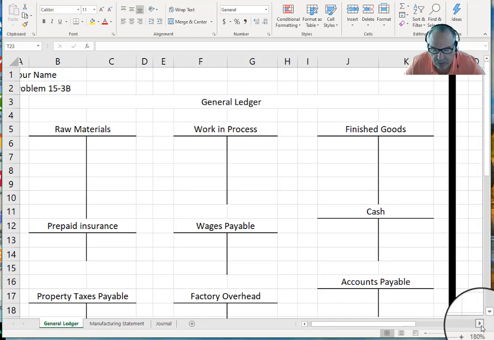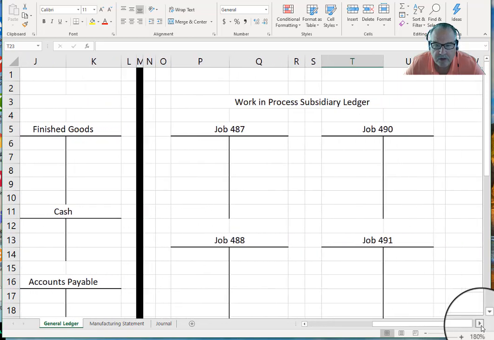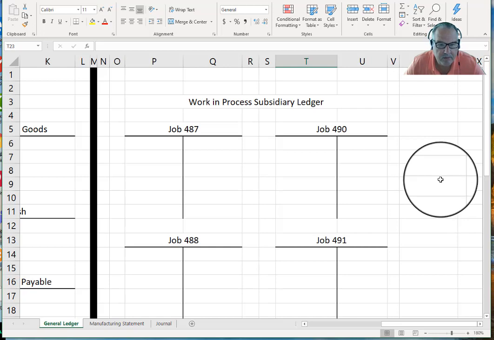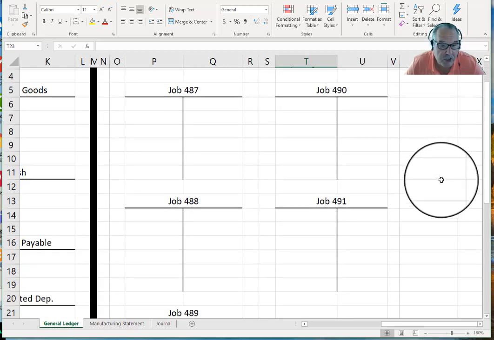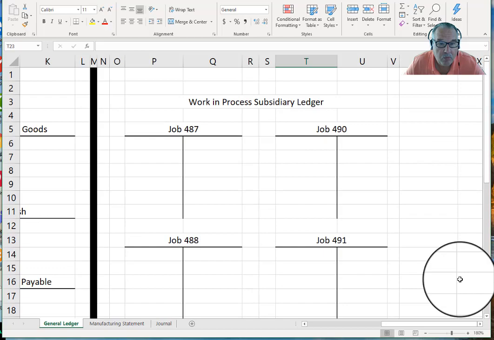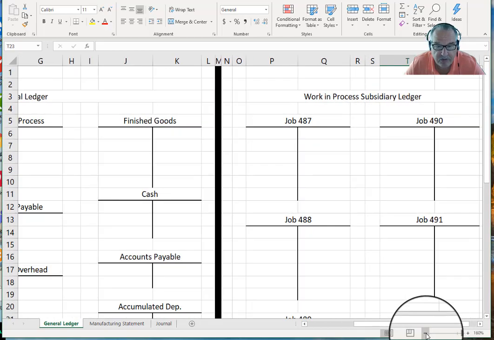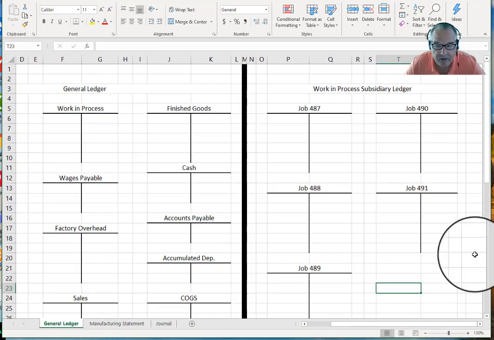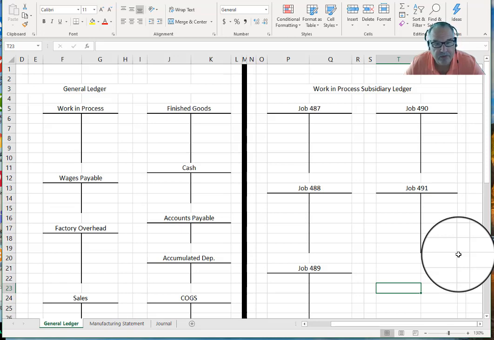And by the way, let's take a look at this. Because we're talking about multiple jobs, we're going to have a work in process subsidiary ledger. And a subsidiary ledger we've had before with customers, when we're tracking accounts receivable, with vendors, where we're tracking accounts payable, and merchandise inventory, where we're keeping track of different types of inventory. So in this case, we have a subsidiary ledger for our work in process account.